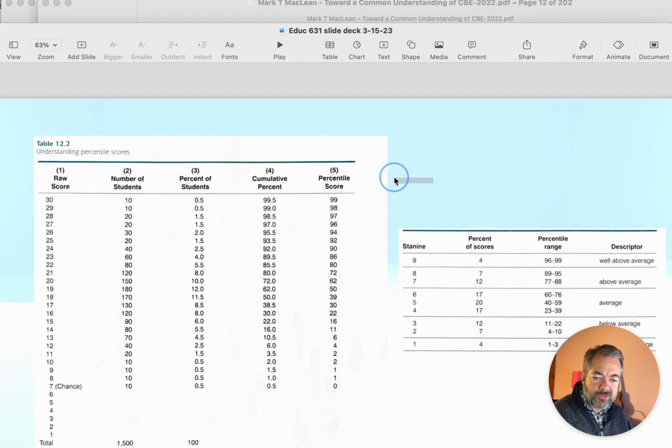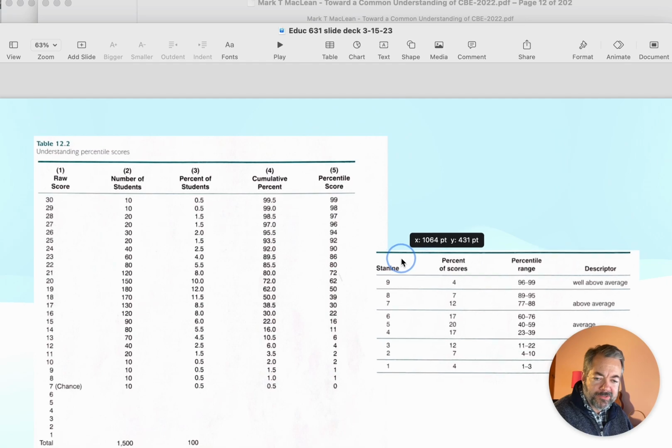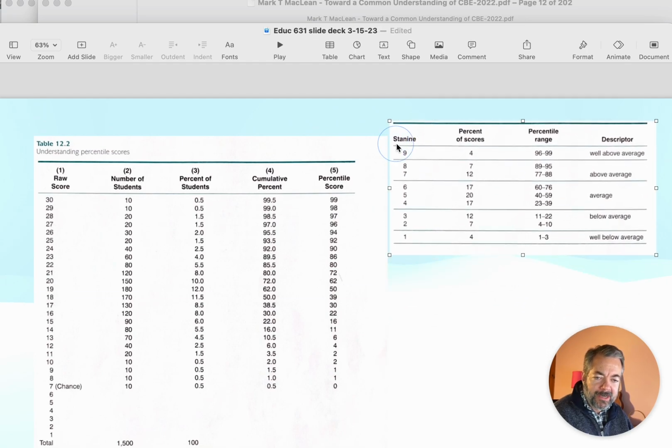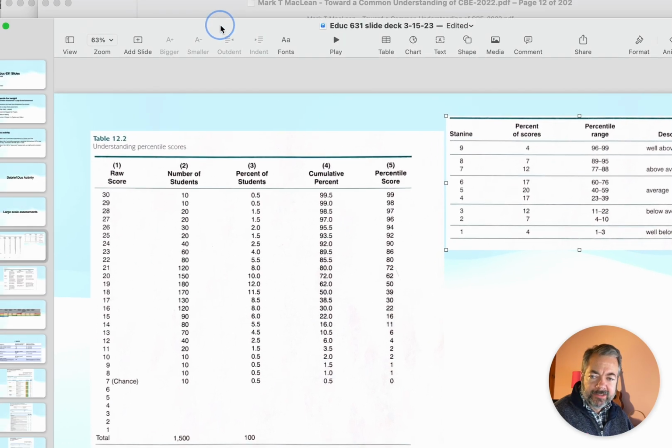Over here, this is a term I haven't seen in a long time: stanine. I'm moving this around a little bit. A stanine is sort of a category. It brings the scores down to kind of the lowest or easiest level. So if you're in the 96th to 99th percentile range, this particular test says that's a stanine of 9. And obviously all the way down here, well below average, the 1 to 3% range is a stanine of 1. So this is a type of very simple data you'll get, at least initially.